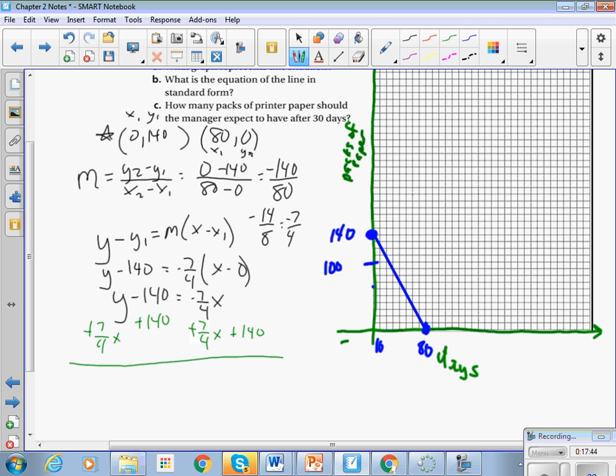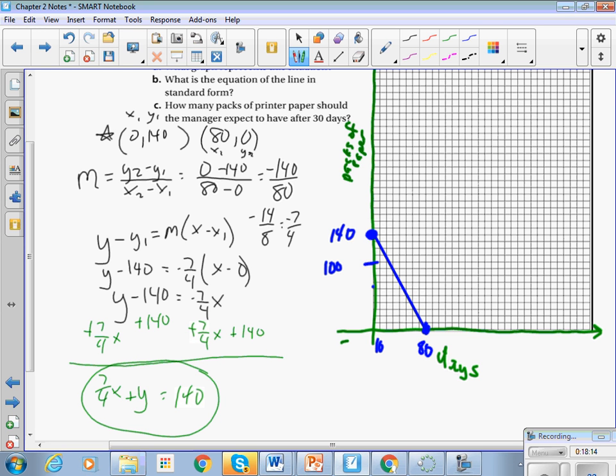Negative 140 plus 140 is 0. I don't have any other x's to combine with my 7/4 x, so it stays 7/4 x. I just have this one y over here. Negative 7/4 x plus 7/4 x cancels out, and I just have 140. And that's the equation in general form. The x's and y's on the left and the number on the right.